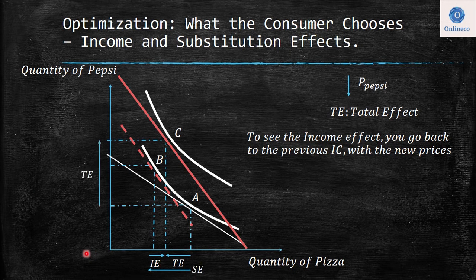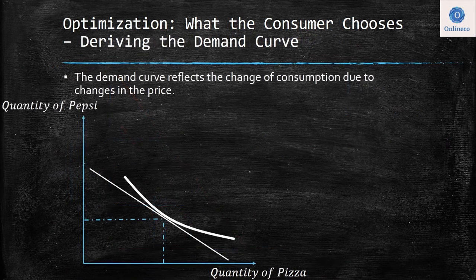The other one, you have again the total effect: you come from A, a quantity of Pepsi, to C1. Then from A to B, this is already drawn, should be the substitution effect. So you substitute them because Pepsi is relatively cheaper than pizza. And the income effect because you are richer. So that's the case. Then the demand curve reflects the change of consumption due to changes in price.